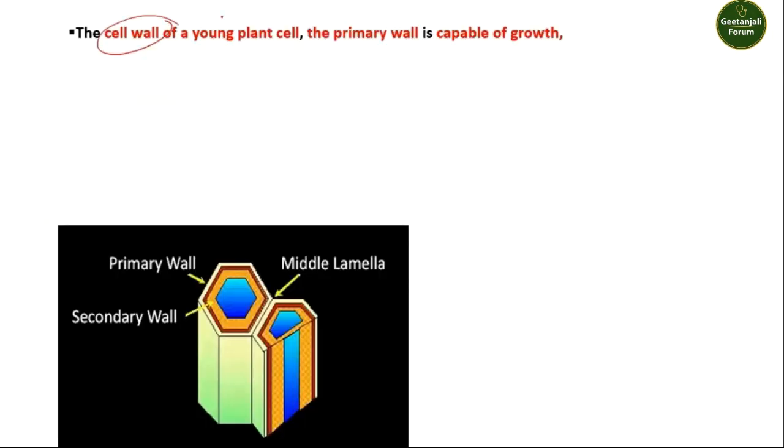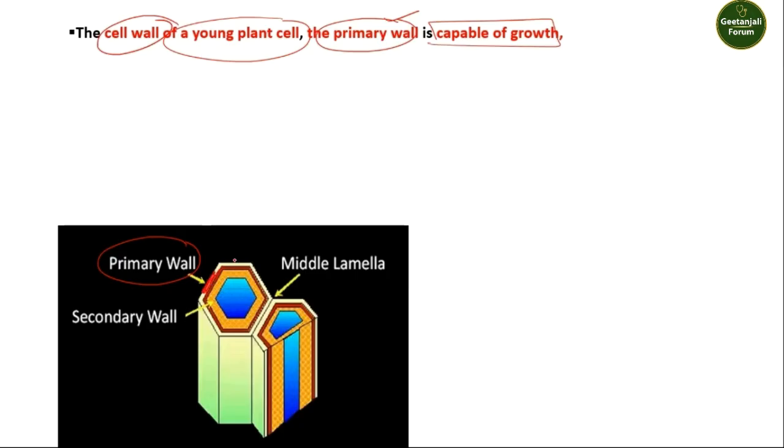Now the cell wall of a young plant cell is called the primary wall. This is capable of growth. You can see here the primary wall. This outer cell wall is called primary wall.